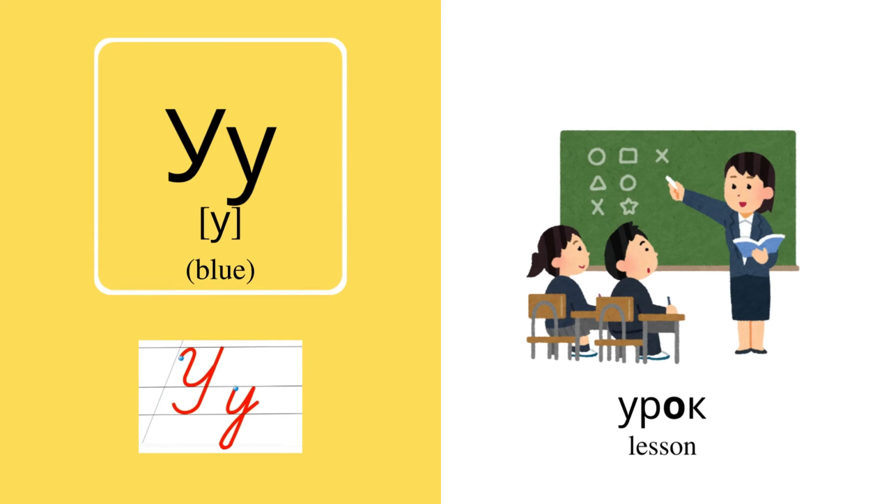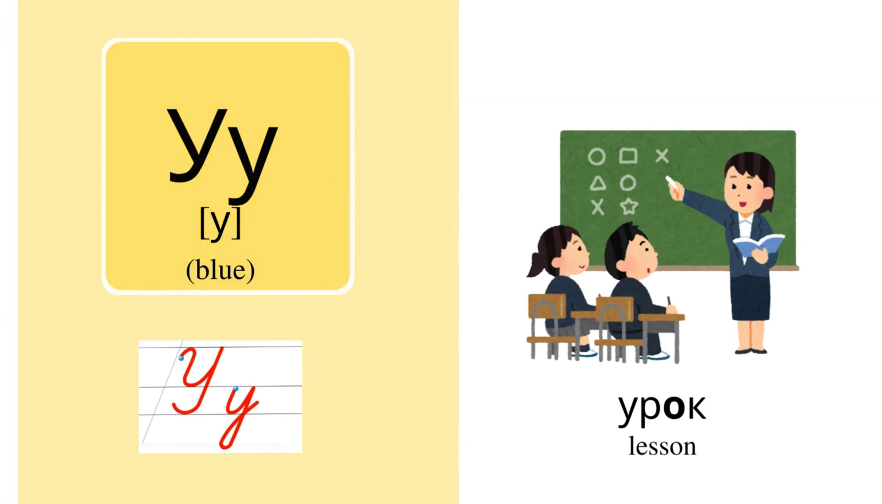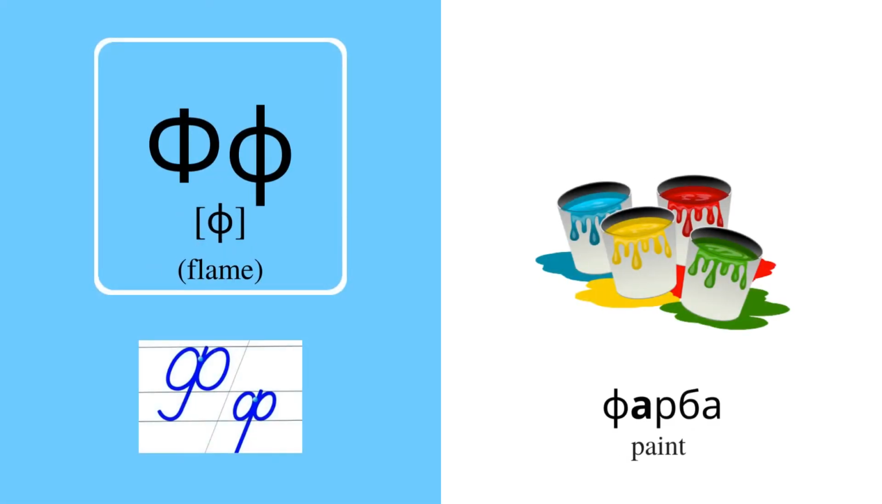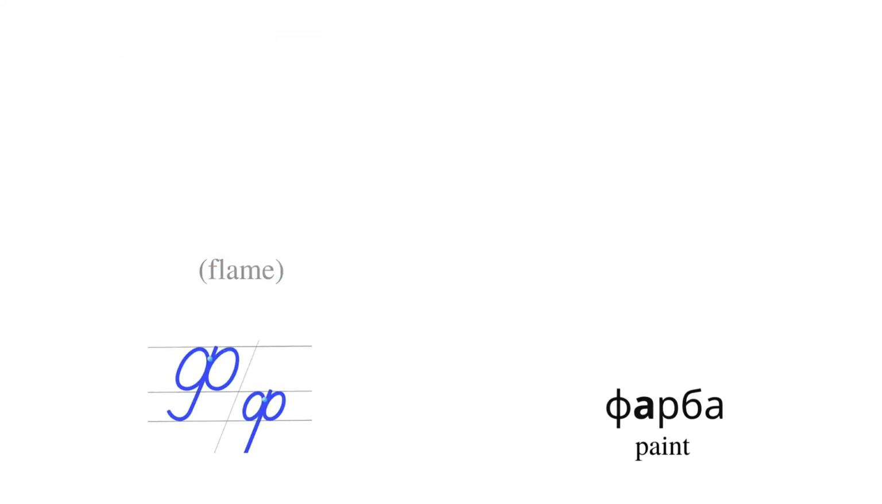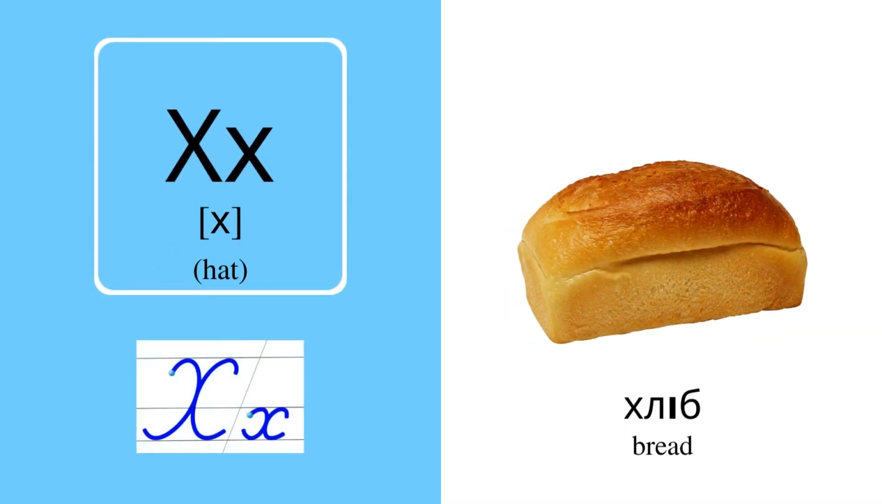У denotes sound U, like in blue. Урок. Ф denotes sound F, like in frame. Фарба. Х denotes sound H, like in hat. Хліб.